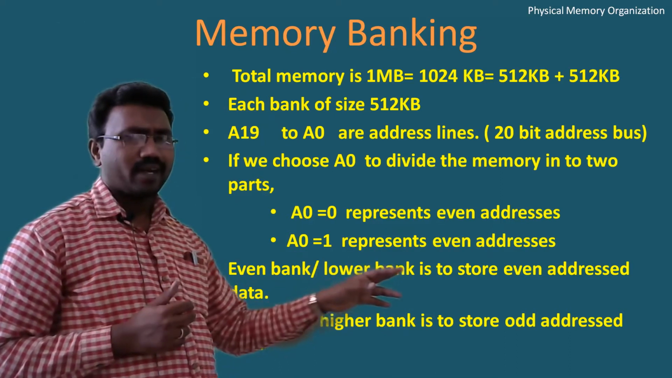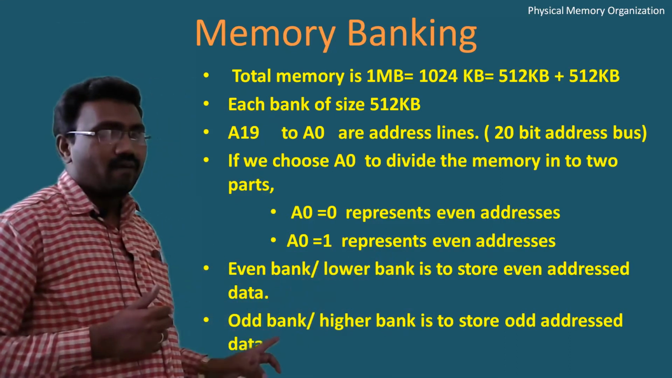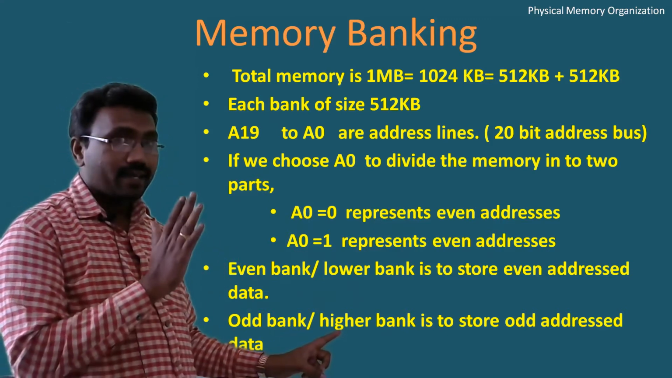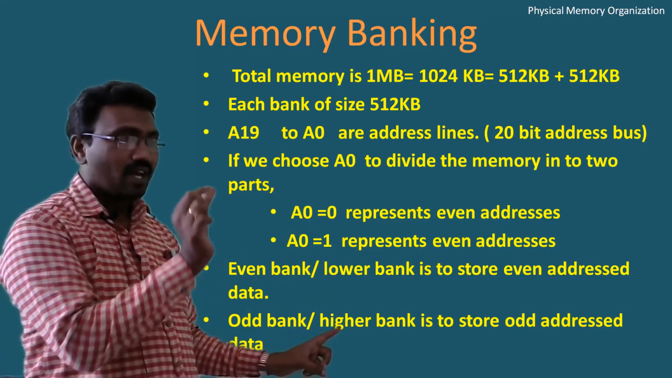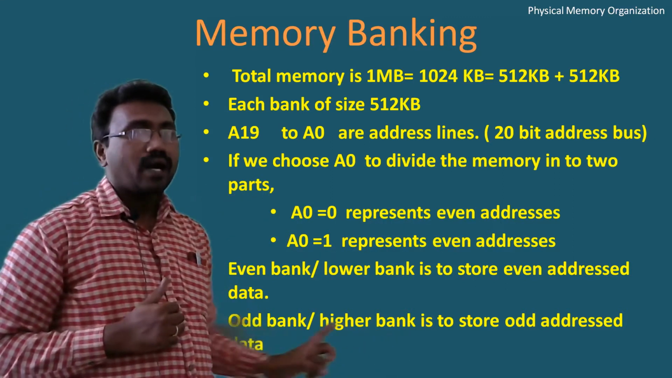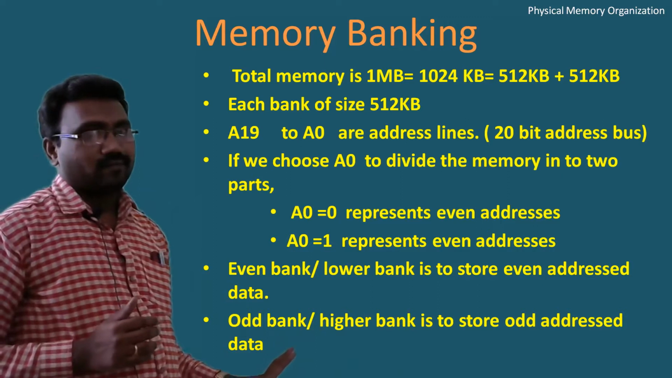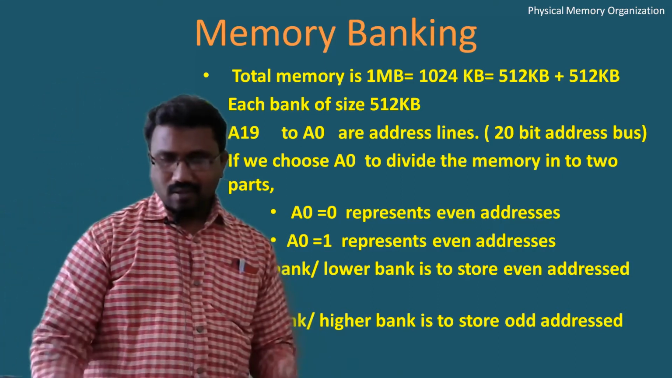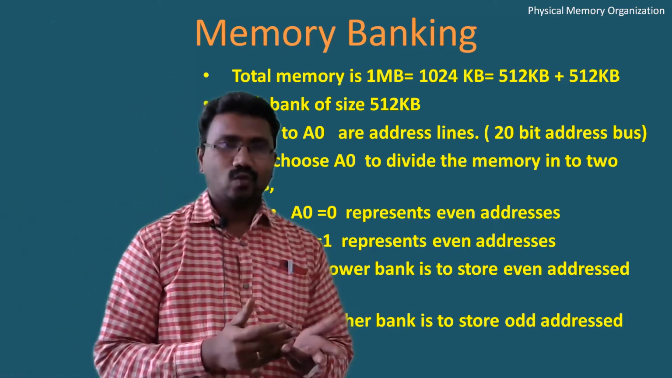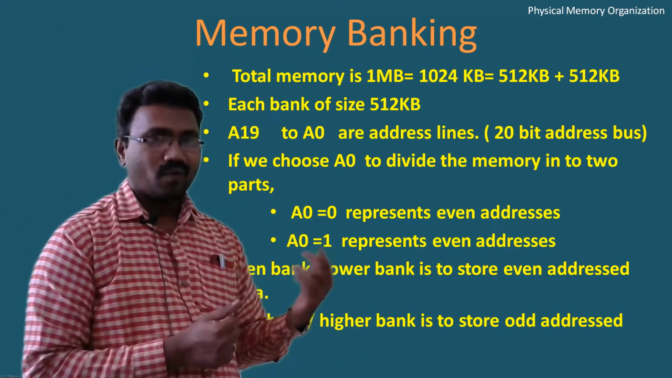The even bank, or lower bank, is to store even address data, whereas the odd bank is also called the higher bank. Why? Because out of 16 bits, bit numbers 8 to 15 are the higher byte. Higher bytes are to store odd addressed data. Is it clear? So the point is the 8086's 1 MB memory is divided into two memory banks: one is the even bank, one is the odd bank.